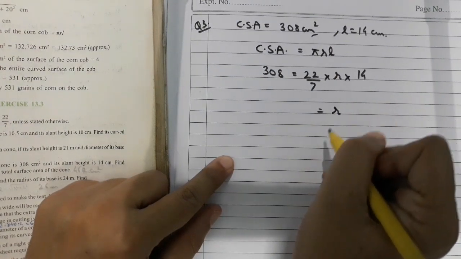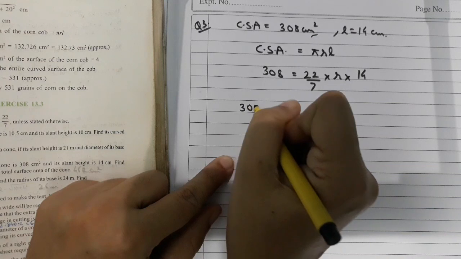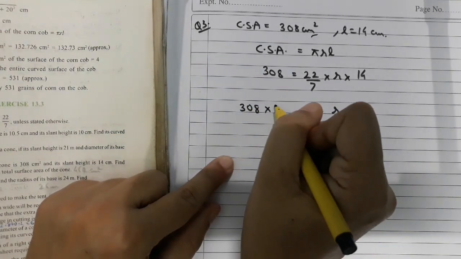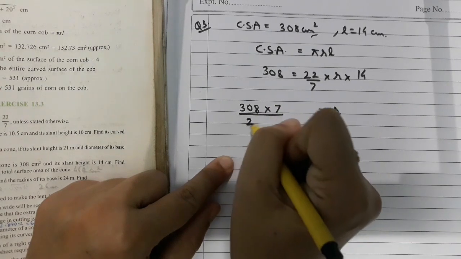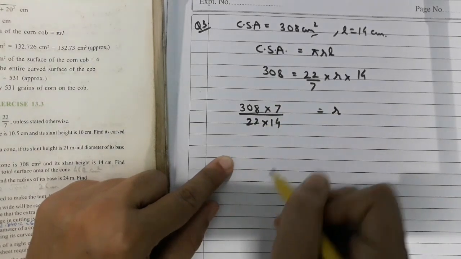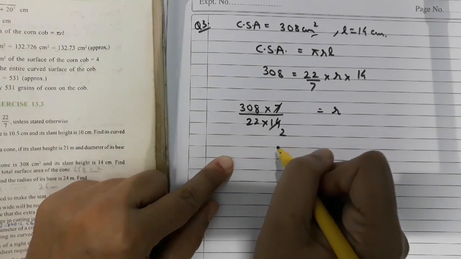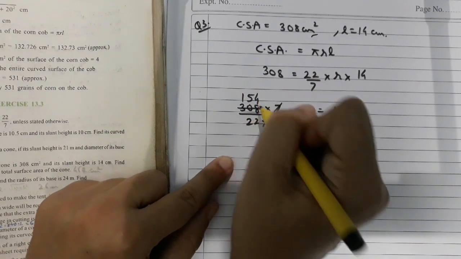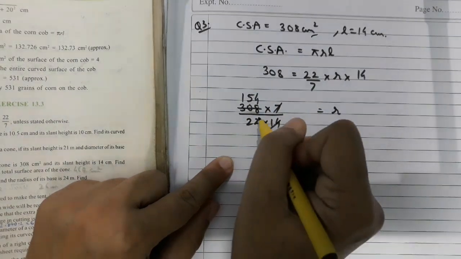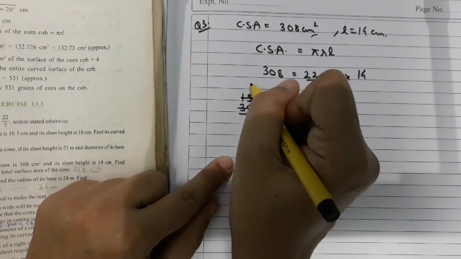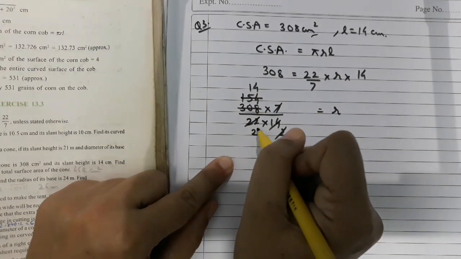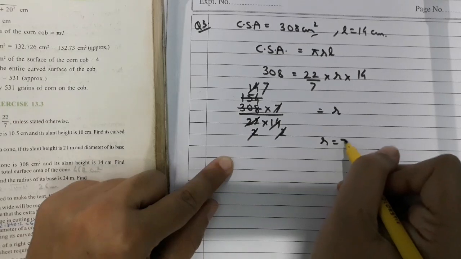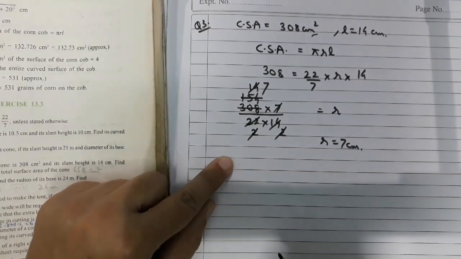So we keep r over here and transpose all the remaining terms to the left hand side. So this becomes 308 into 7 upon 22 into 14. 7 ones are 7, 7 twos are 14, 2 ones are 2, 2 ones are 2, 154. Then 11 twos are 22, 11 ones are 11, 11 fours are 44, 2 ones are 2, and 2 sevens are 14. So the radius comes out to be 7 centimeters.